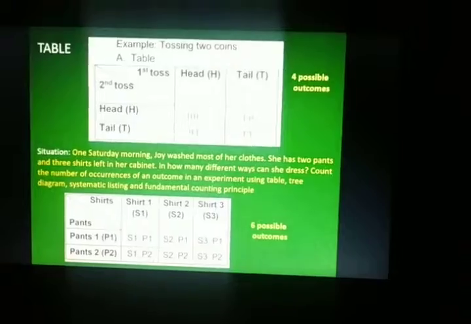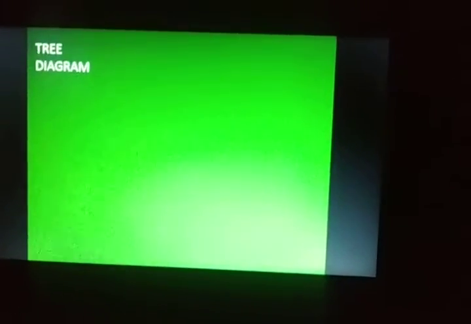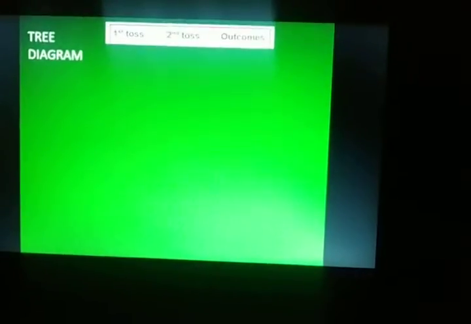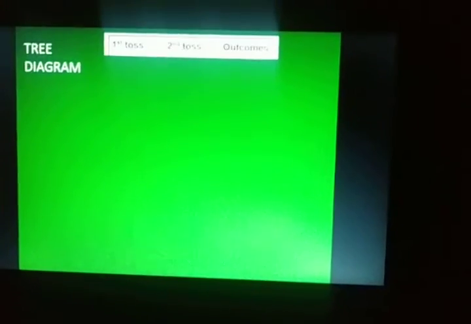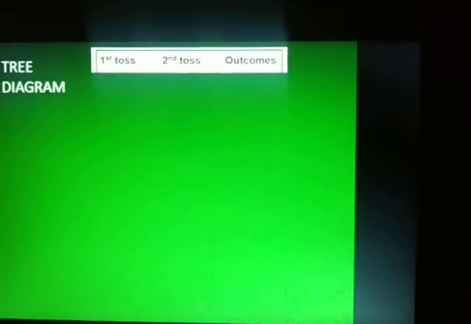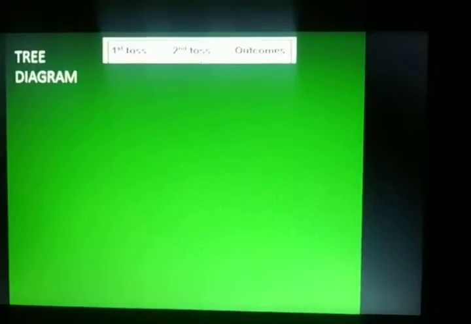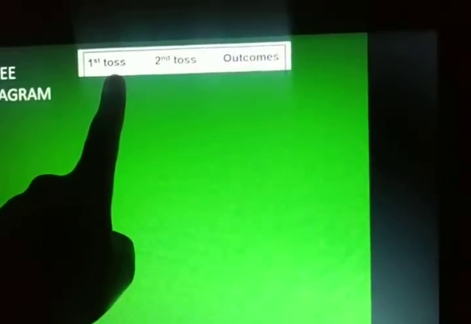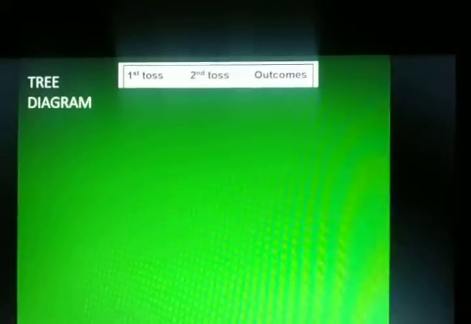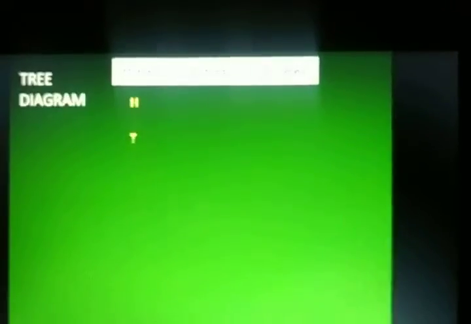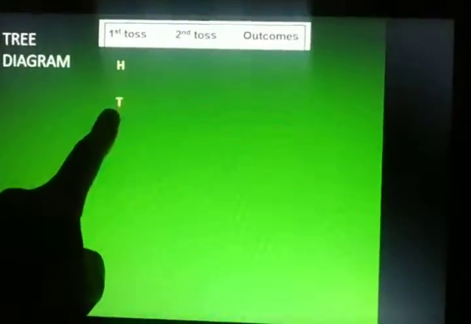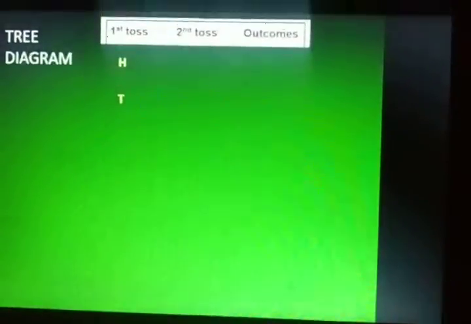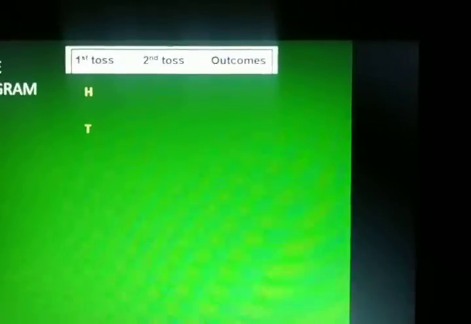Okay. Next, let's proceed to our second one, the tree diagram. As I've said, this is like a tree branching out. Okay. Our topic there is 2 coins again. So, on your first toss, what can happen? What can happen on the first toss of a coin, right? Head and tail. So, you put there, okay, head and tail. On your second toss, what can happen?